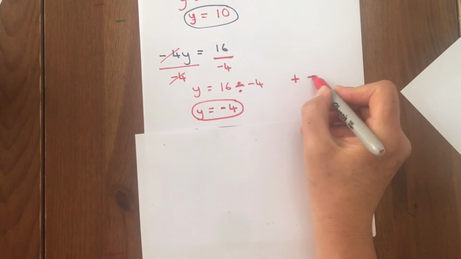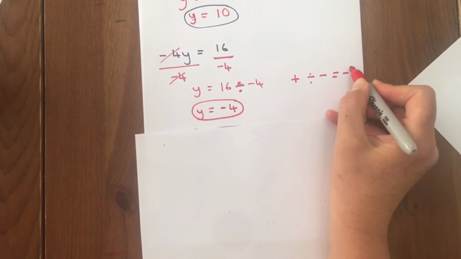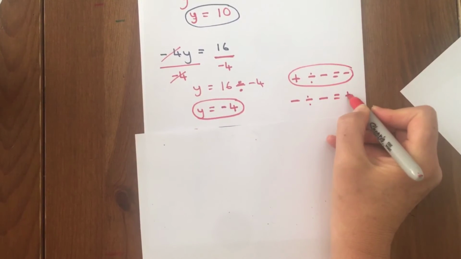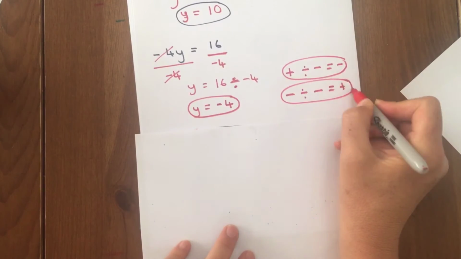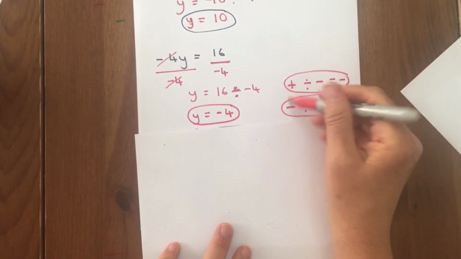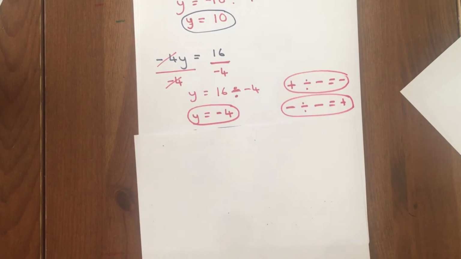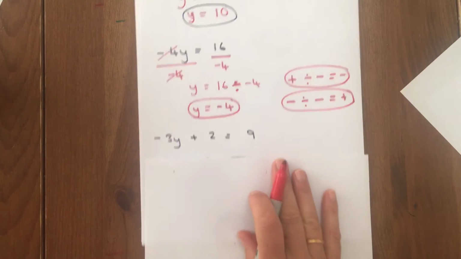Remember, positive divided by negative is negative. Negative divided by negative is positive. This keeps on cropping up, doesn't it? All of this work on subtracting and adding numbers. Okay, let's try one more.